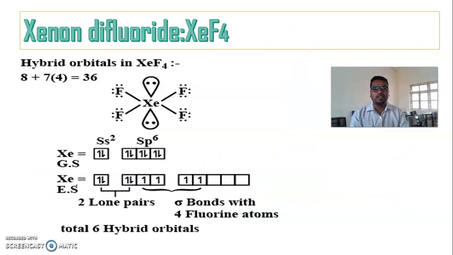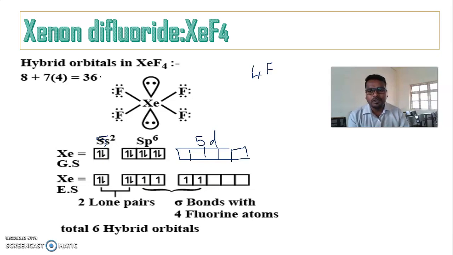The next molecule is xenon tetrafluoride. If you write the configuration, it becomes 5s2 and 5p6. Here there are 4 fluorine atoms present. That's why xenon forms 4 bonds. In order to form 4 bonds, we need 4 orbitals. But here, no partially filled orbitals are present. After 5p, only 5d empty orbitals are there.